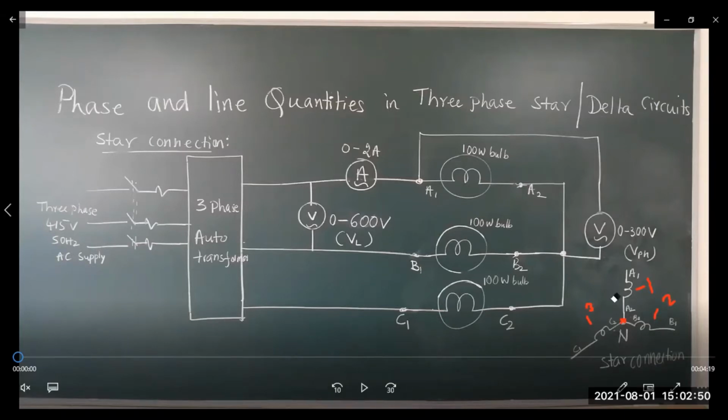We can see three coils. Instead of coils, we can represent them as bulbs. A1, A2 is one coil, then B1, B2 is another coil, C1, C2 is another coil. These are the three lamps, 100 watt lamps, that you can see: lamp 1, lamp 2, lamp 3. As you can see, this is your neutral point. A2, B2, C2 are joined at the common point, and that is called the neutral point or star point. That point you have to remember.